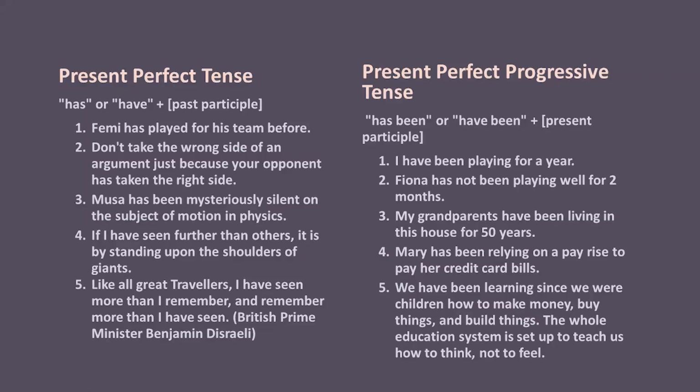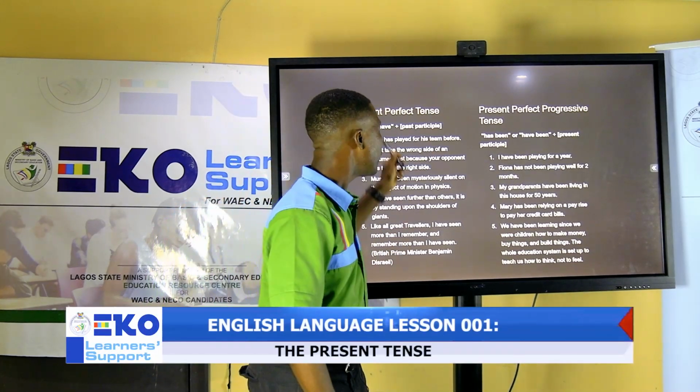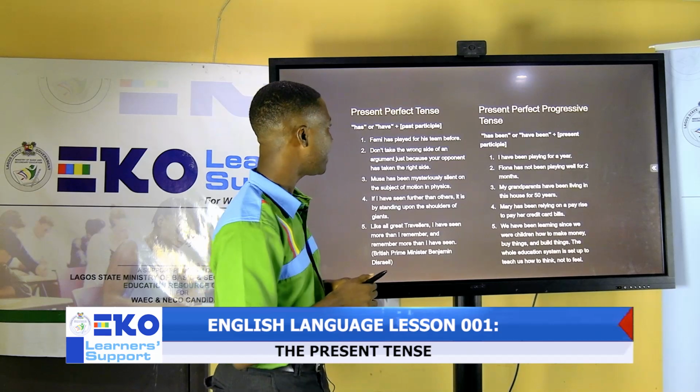Let's look at some examples. Femi has played for his team before. 2. Don't take the wrong side of an argument just because your opponent has taken the right side. Number 3. Musa has been mysteriously silent on the subject of motion in physics. Number 4. If I have seen further than others, it is by standing upon the shoulders of giants. Number 5. Like all travelers, I have seen more than I remember, and remember more than I have seen. This is a famous quote from the British Prime Minister Benjamin Disraeli. So these are all examples of the present perfect tense.